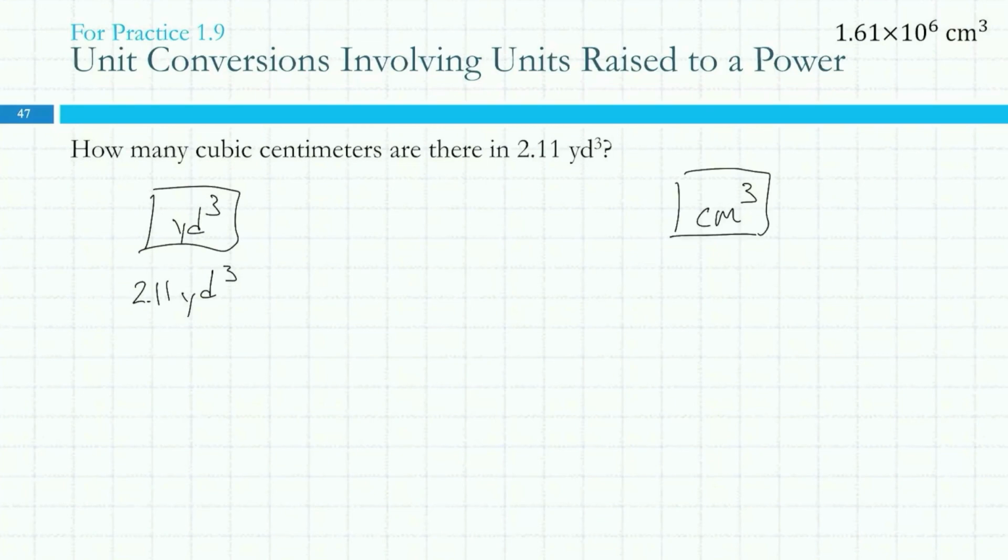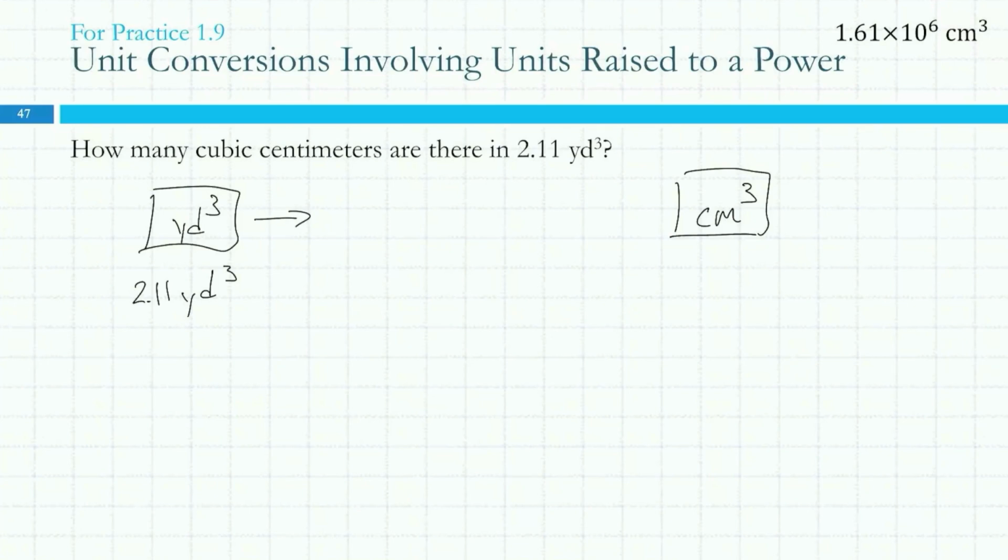Depending on which set of conversions you have, there are multiple ways that we could do this, because we could go from yards. If we know how many centimeters there are in a yard, we go straight from yards to centimeters cubed. I don't know what that is off the top of my head. Actually, it's 30 something. But let's just use what I know off the top of my head.